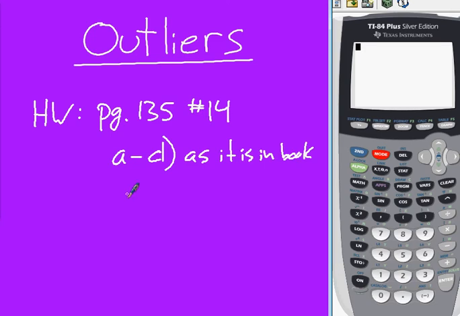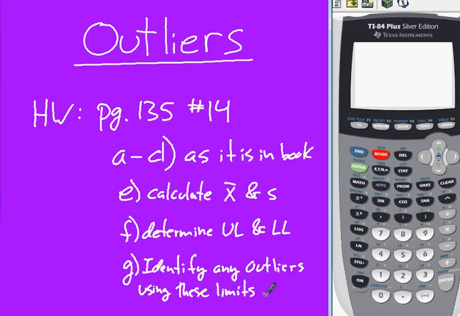But what I'm going to do is add on to it. We're going to have sections E, F, and G. Calculate sample mean and sample standard deviation. Determine the upper limit and lower limit using those. And then identify any outliers using these limits.